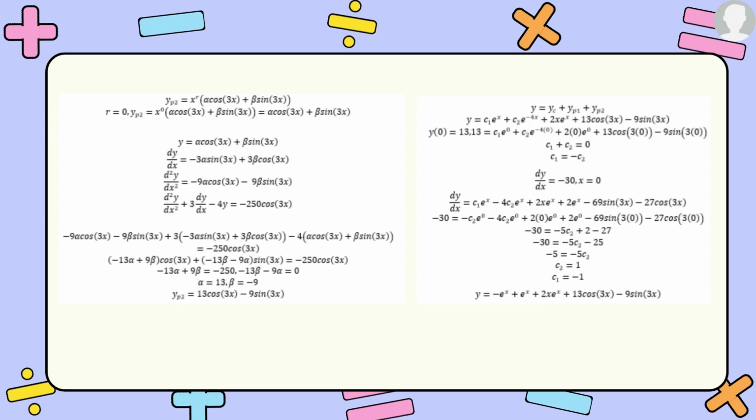So the yp2 is equal to 13 cos 3x minus 9 sin 3x. So next, y is equal to yc plus yp1 plus yp2. So we plug in all the values we get from yc, yp1 and yp2. We will get c1 e power of x plus c2 e power of negative 4x plus 2x e power of x plus 13 cos 3x minus 9 sin 3x.